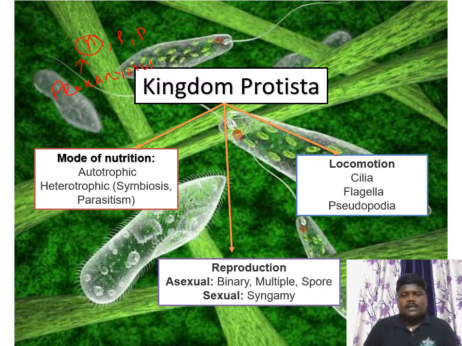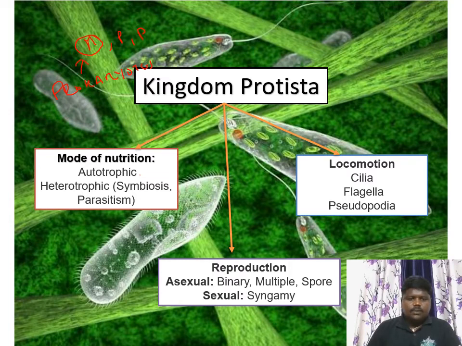Coming to the Protistan mode of nutrition, they have an autotrophic or heterotrophic mode of nutrition. Autotrophic, we all know, means they produce their own food. In the case of heterotrophic, they undergo even symbiosis and parasitism. Symbiosis means mutualistic relationships, helpful for both of them, whereas parasitism, we know, is plus and minus. In the ecology lesson, we will come to know about these even further.